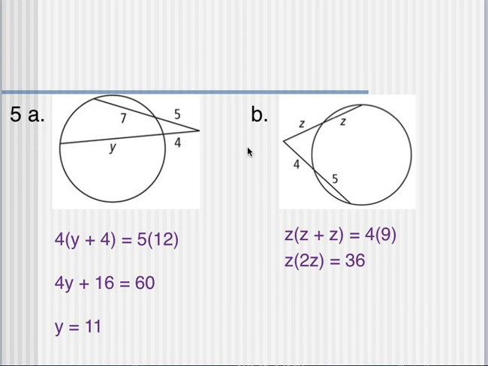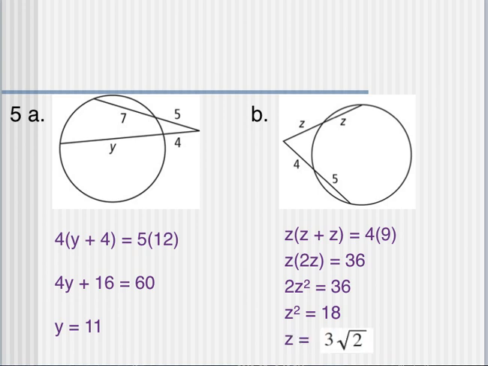I just want to point out, when you're doing outside times whole thing for this top line segment here, the whole thing, z plus z, is really 2z. So outside times whole is z times 2z. And then z times 2z, don't forget, that would be 2z squared when you multiply the z's together. And then you would divide both sides by 2 and square root.